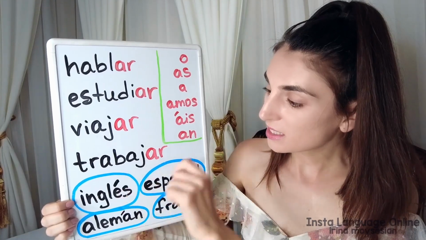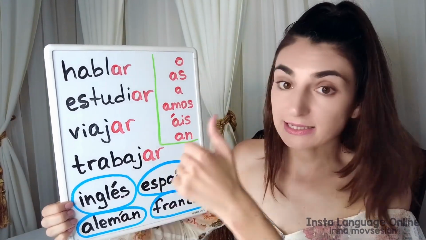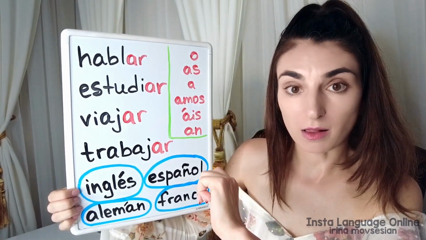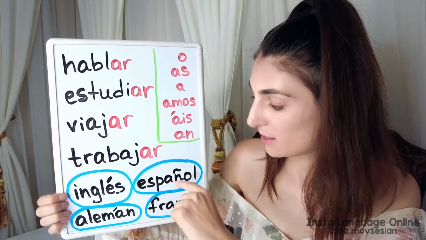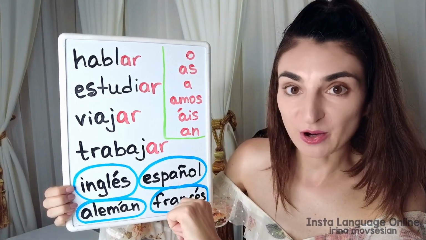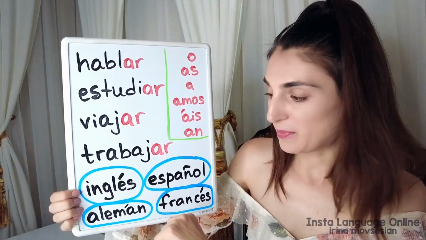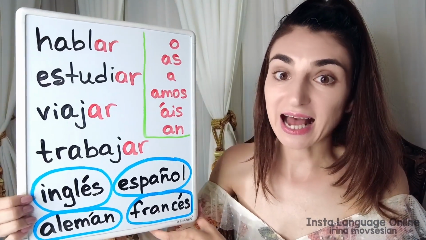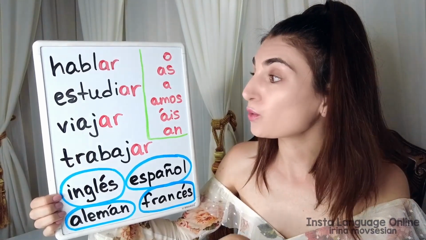I speak English very well. Hablo inglés muy bien. I don't speak English very well. No hablo inglés muy bien. No hablo español muy bien. No hablo francés muy bien. No hablo alemán muy bien. So you see, guys, you can make so many different sentences when you know the words.